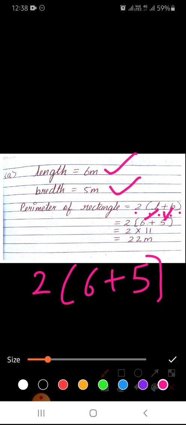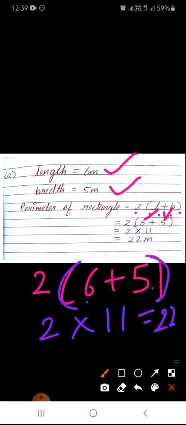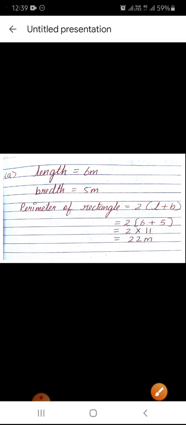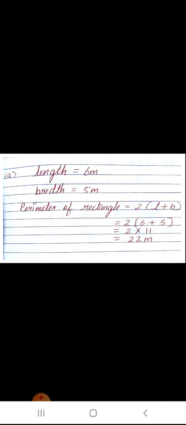Now the most important thing: you have to first solve the bracket, that is 6 plus 5. 6 plus 5 is how much? 11. Then after that you will multiply, 11 times 2 is 22. First of all you have to solve the bracket, and only after that you do the multiplication. You can't do the multiplication first and solve the bracket later. So the length of the frame outside the solar panel will be 22 meters.